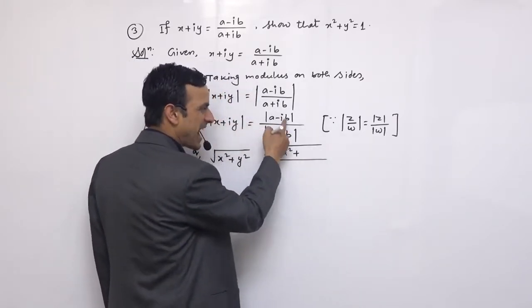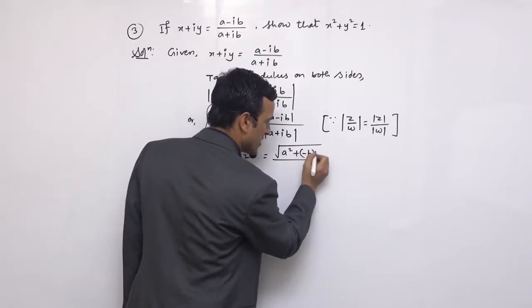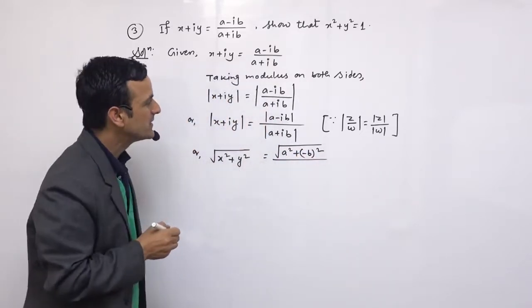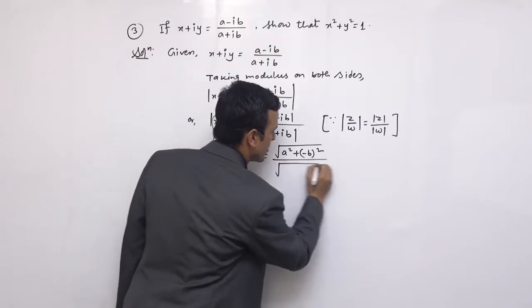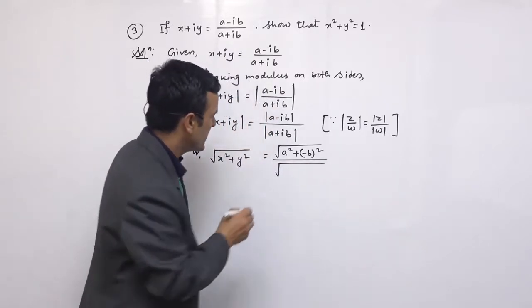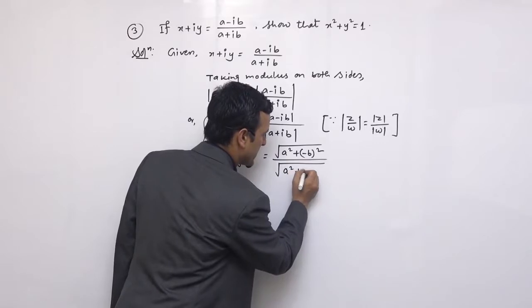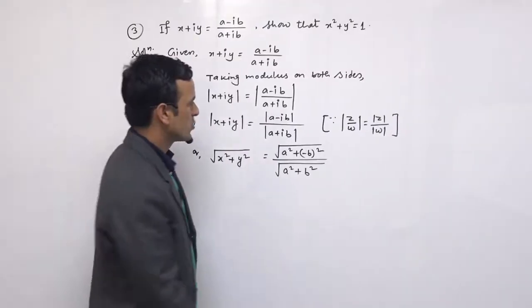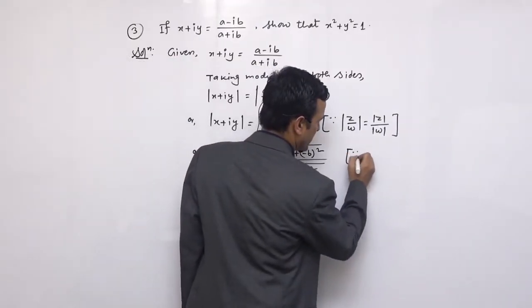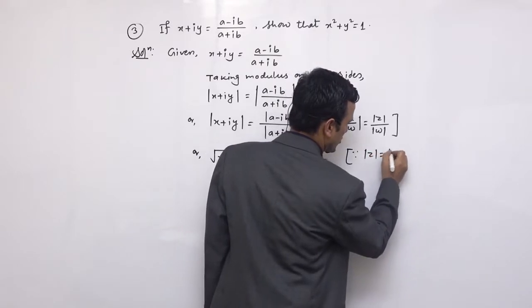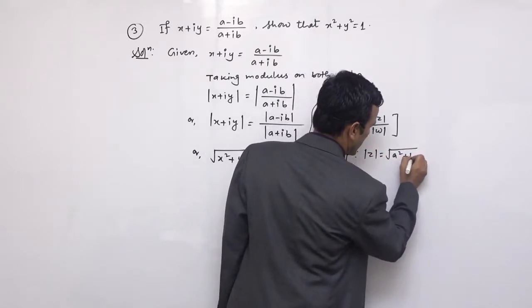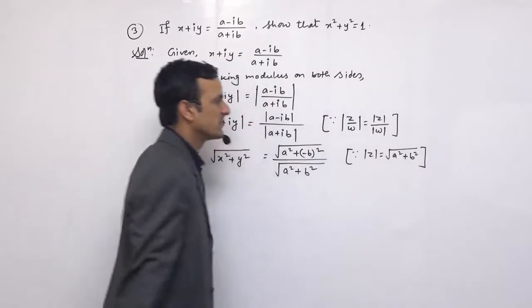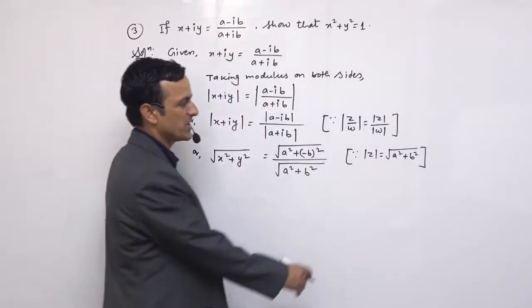The coefficient of i is minus b, so write down minus b whole square. And similarly in the denominator we have a square plus b square. This is obtained from the definition: modulus z is equal to root under a square plus b square. This definition we have already studied.